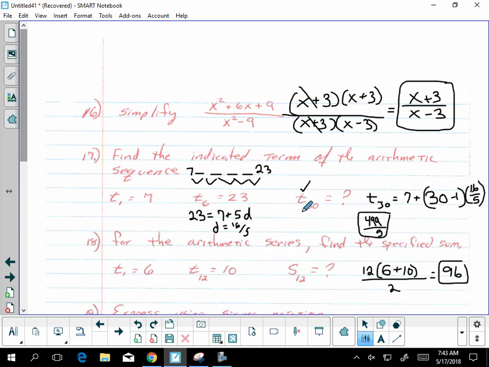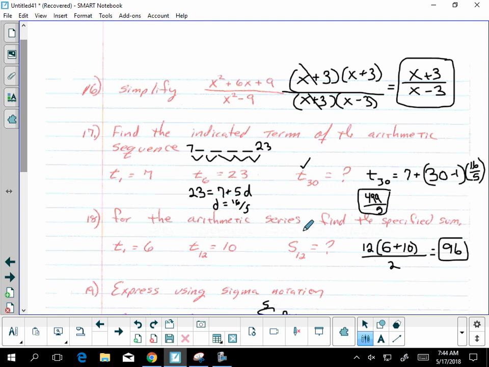If you solve for d, it doesn't turn out to be a nice pretty number. It's 16 over 5, but we can handle that. So the 30th term is going to be your first term plus n minus 1 times d. And you don't quite get 100, you get 499 over 5. If you wrote 99.8, that is equivalent.